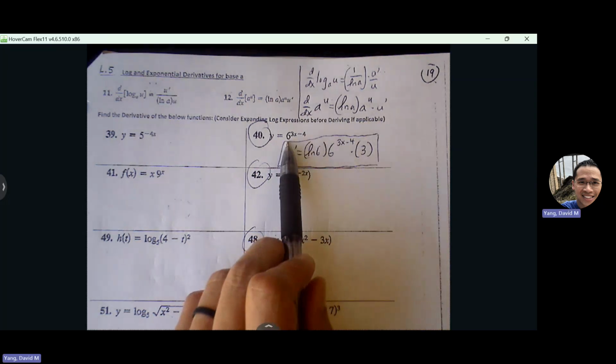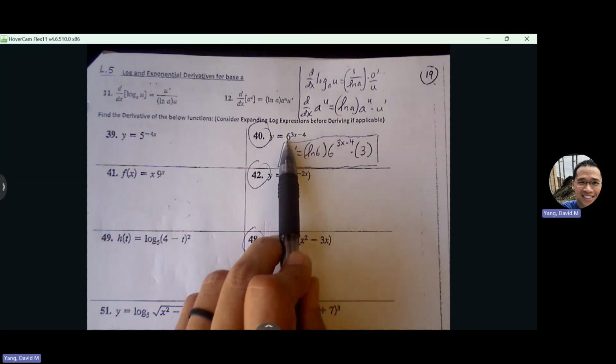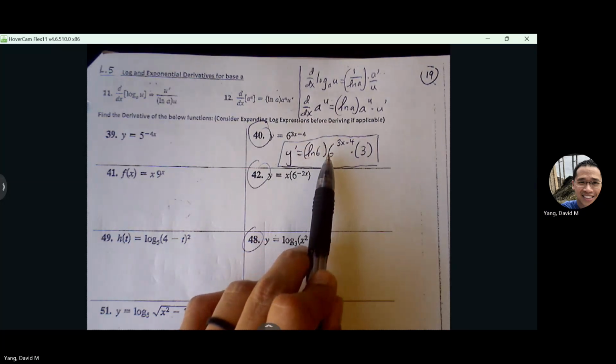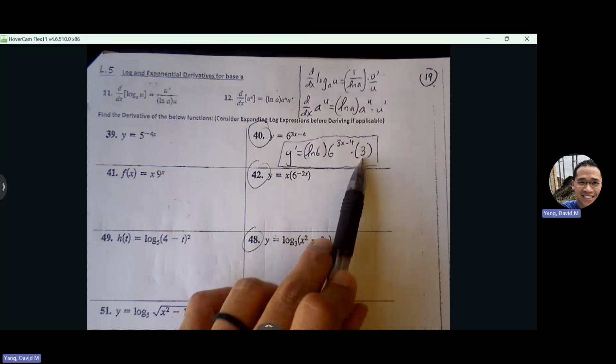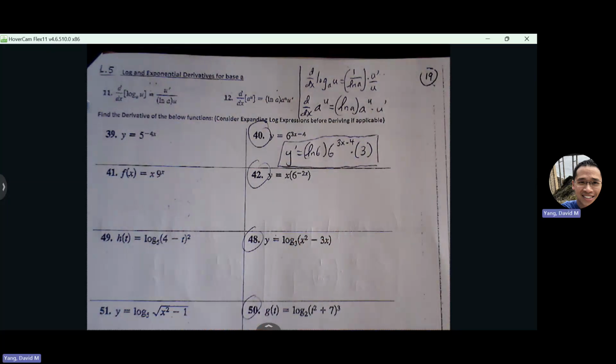So this falls under the category of exponential function base 6. This is a to the u: natural log of a times the original function a to the u times u prime. All right, 42. What's needed? Product rule. Yeah.